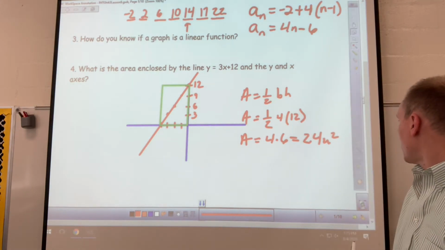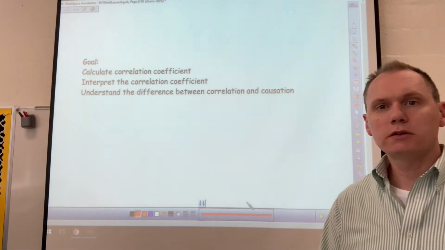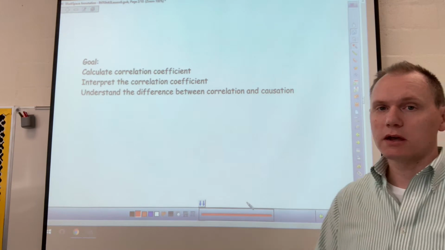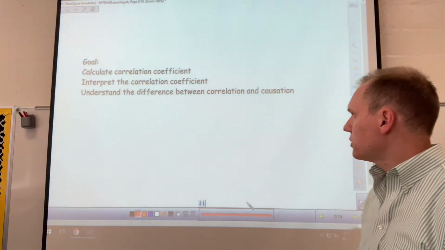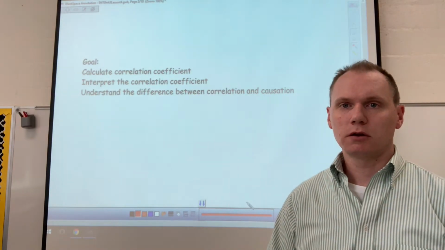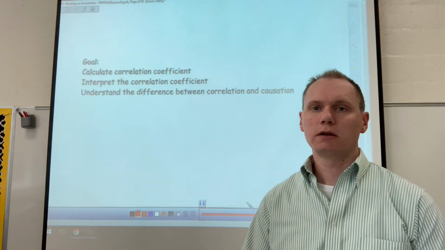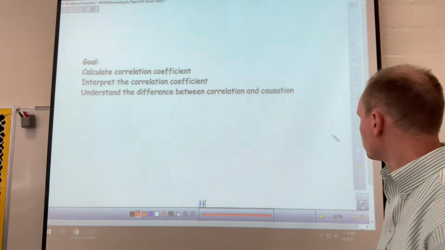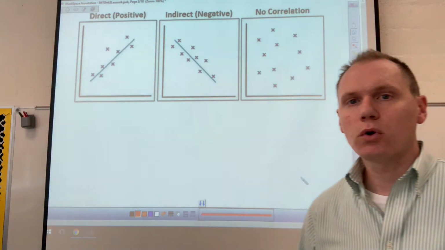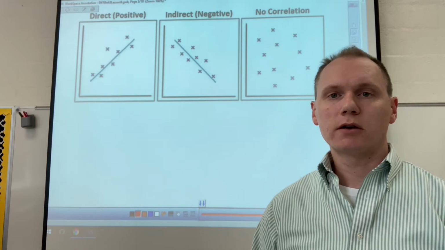Okay, so let's go ahead and hop into our lesson for today. We really have 3 goals. One is to calculate the correlation coefficient. Number 2 is to interpret that correlation coefficient. And number 3 is to understand the difference between what we call correlation and what we call causation. It's a very important difference between those two, and we want to make sure to address that in this video today. So if we think about correlation, correlation is how tightly clustered points are around a certain line.